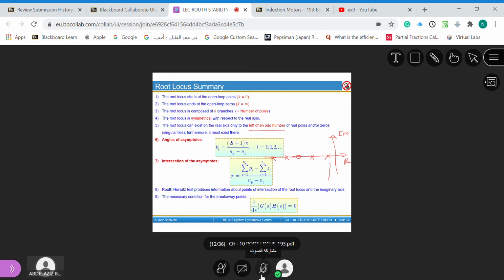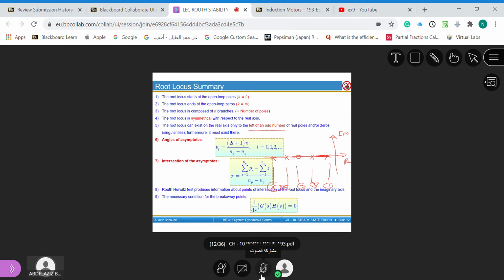So this is singularity number 1. This is singularity number 2. This is singularity number 3. This is singularity number 4. And this is singularity number 5. So we are saying the root locus exists on the real axis only on the left of an odd number. This is an odd number. This is 1. So root locus exists from here to here.